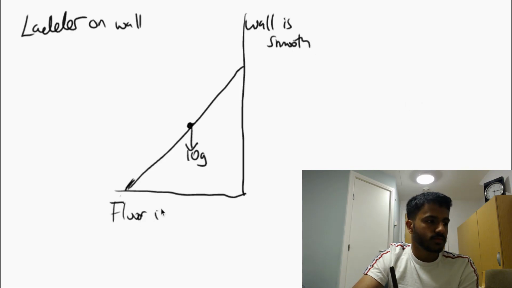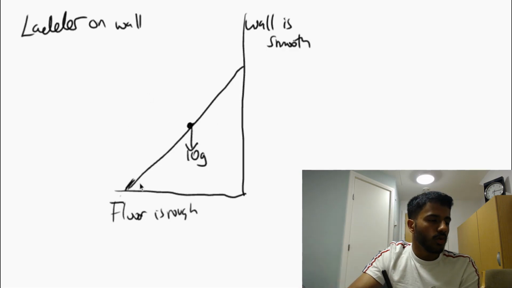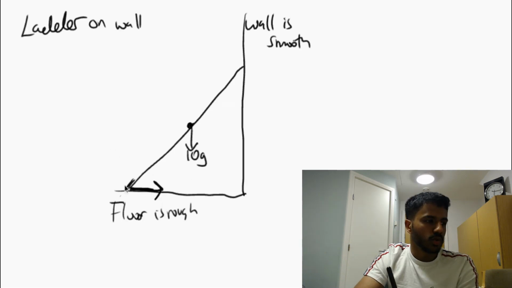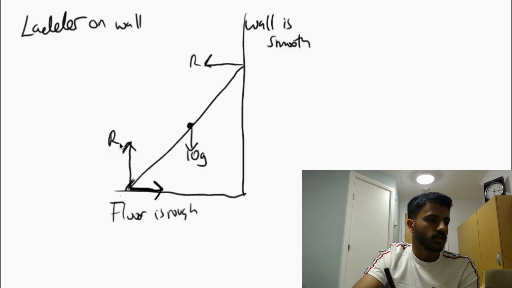Now, what that means is that on the floor, we are going to have some frictional force, and in this case, it will be acting towards the wall. And also on the floor, we have the reaction force from the ladder. And on this wall, we also again have the reaction force which acts perpendicular to the surface, but because the wall is smooth, there is no frictional force. So I'll call this RF for reaction from the floor and RW for the reaction on the wall.